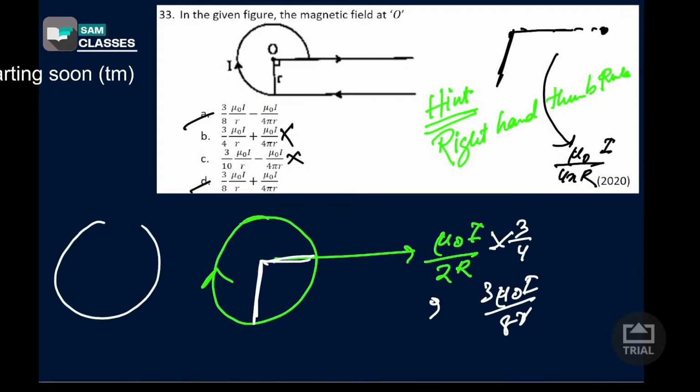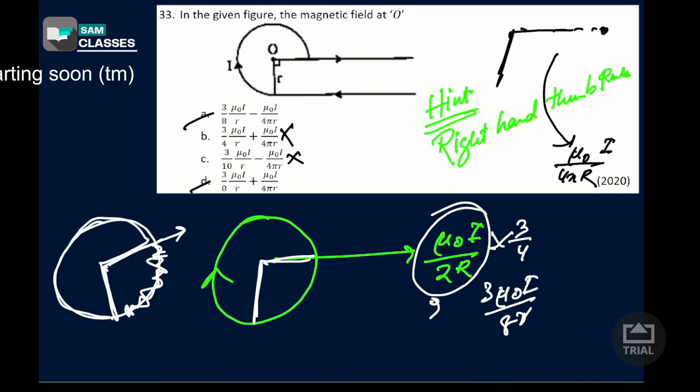For the whole circle, we are getting the formula mu naught I by 2r. Now for the 3/4, because this part is not there. If I just want to find it for the 3/4 of that whole part, what will be the formula? For the total, multiply with 3/4. So I'll get 3 mu naught I by 8r. So which two options support this? A and D.